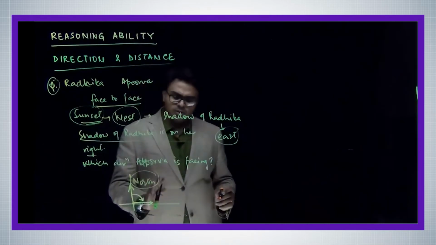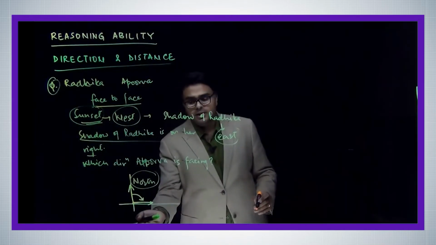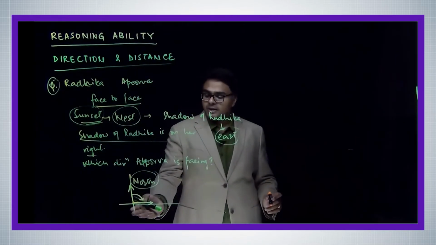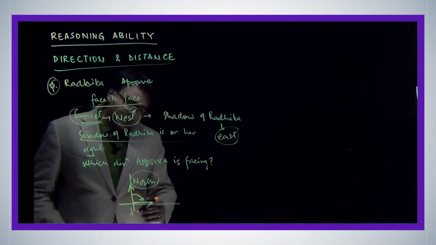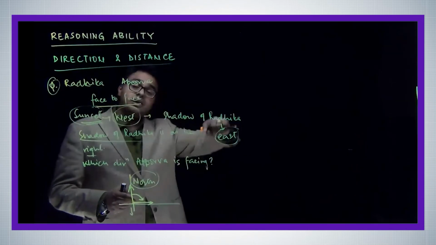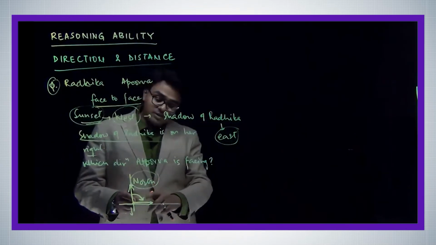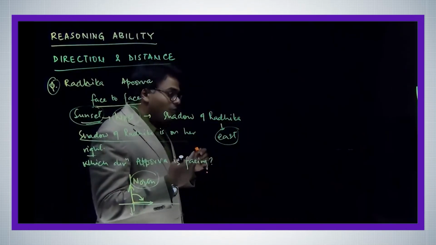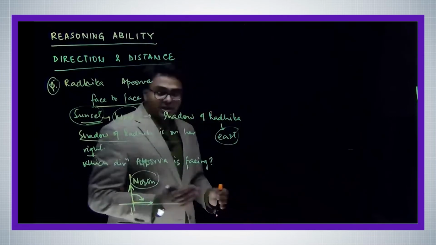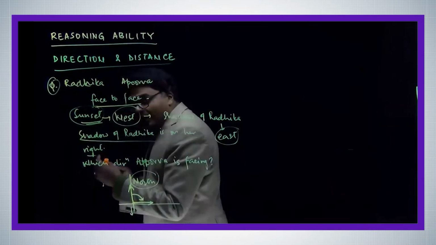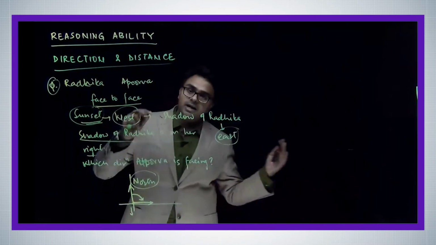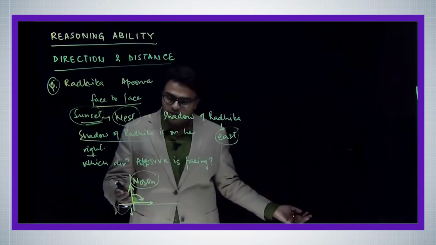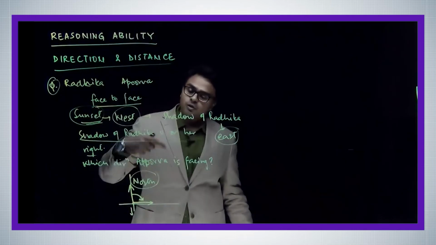Just see, suppose Radhika were facing south, in that case Radhika's shadow would have been on the left hand side of her. If Radhika were facing east, the shadow would have been in front of her. If Radhika were facing west, the shadow would have been behind her. But the question gives that the shadow is on the right hand side of her. And since it is on the right hand side, Radhika has to face north.